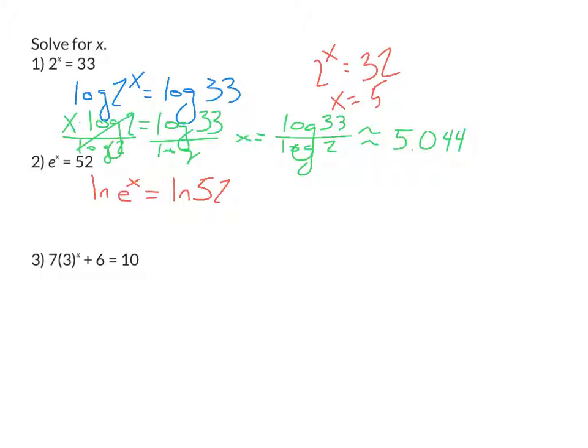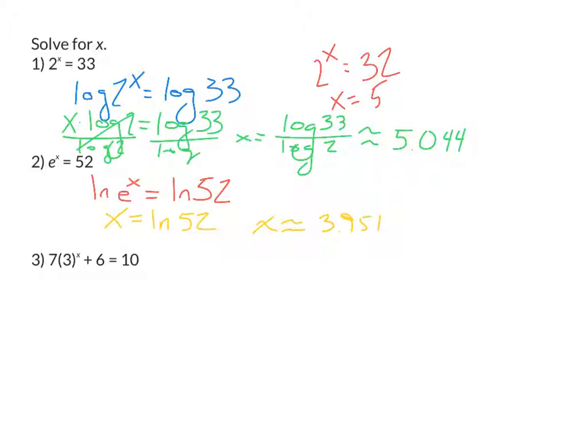The natural log of e to the x, we have one of our properties from a while ago that tells us that that's just going to be x. So our x is whatever the natural log of 52 is. And so the natural log of 52 approximates out to 3.951. That is a 9 there.